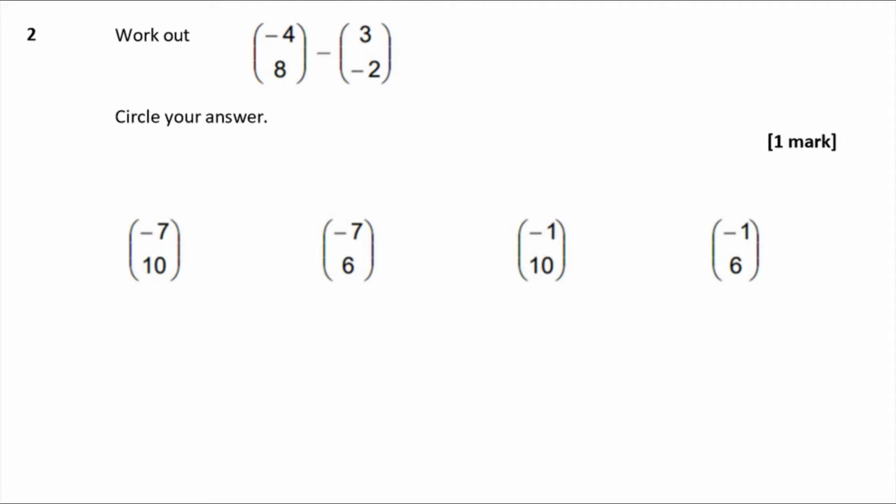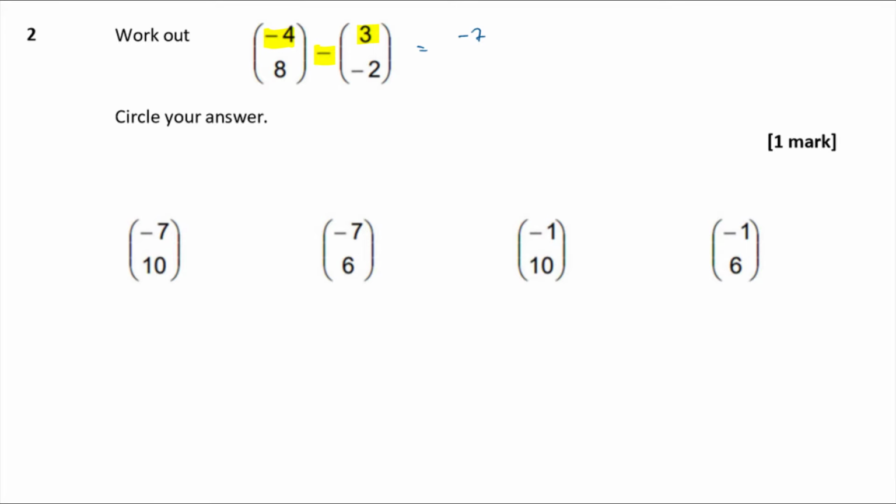Question 2, work out (-4, 8) minus (3, -2). These are column vectors, aren't they? Okay, and when you're subtracting column vectors, you have to subtract like with like. So I'm going to do -4 subtract 3. What's -4 subtract 3? -4 subtract 3 is -7. So this is going to be equal to -7 on the top.